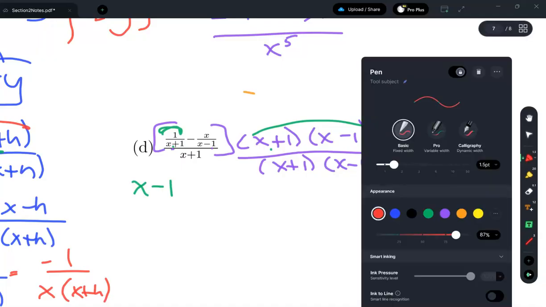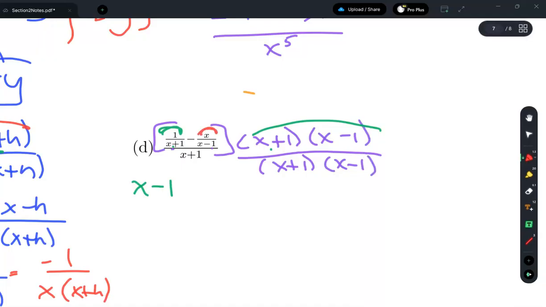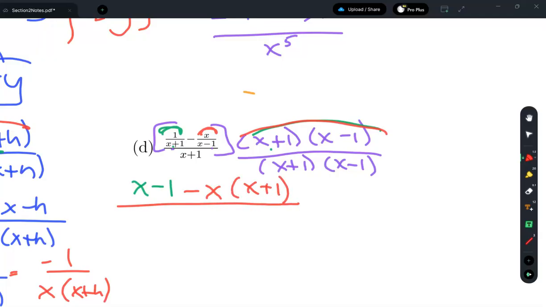And then let's think again. If I multiply this term times all of that, the x minus 1's go away, so I'm left with a minus an x times an x plus a 1. So it's really important to keep those parentheses. So let's look at what's happening in the denominator. I have this and this and this. Hey, all right, these are the same. So I can say x plus 1 squared times x minus 1.